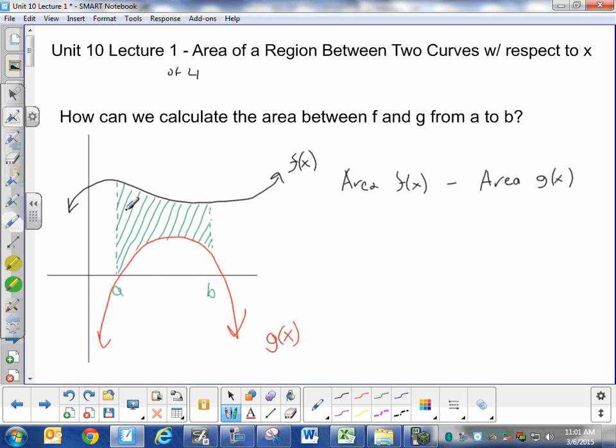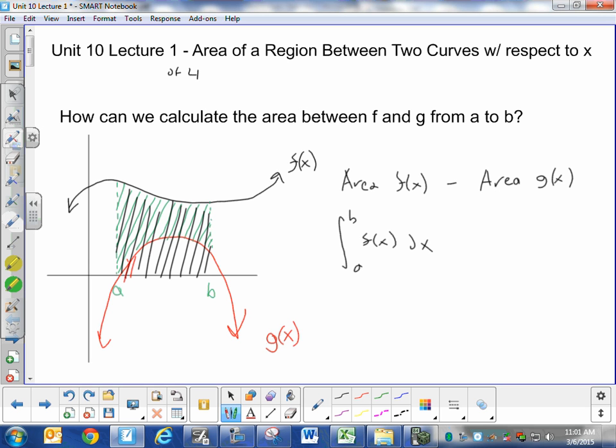If we take the area under f, this area in black, that's going to be larger than the area in green. That will be the integral from a to b under f. And then if we take the area in red, the area under g, we will be subtracting that excess area, and all of a sudden, we have the area that we're looking for.